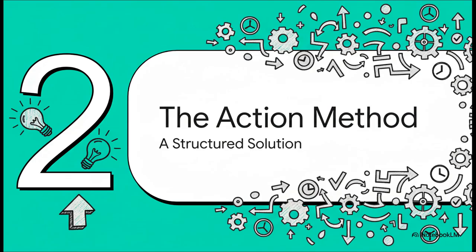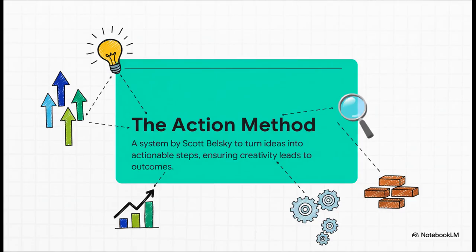So what if there was a simple, structured way to stop this from happening? A system designed for this exact problem. Well, that's exactly what the action method is. This system was developed by Scott Belsky, and it's not about making more complicated plans. It's about making progress real and visible. It's a framework that forces you to be clear, and it turns those big, fuzzy visions into actual concrete results.